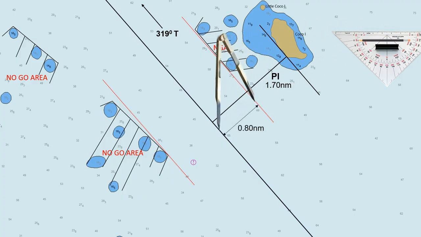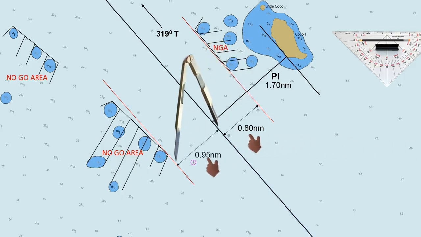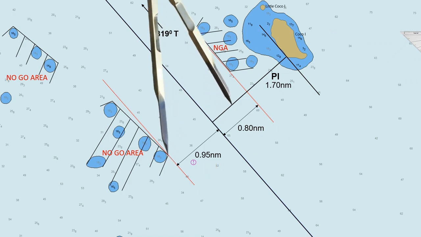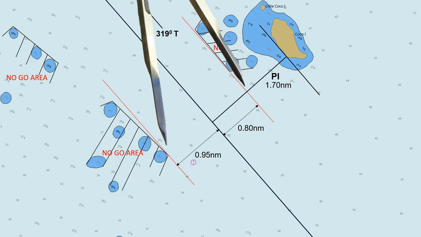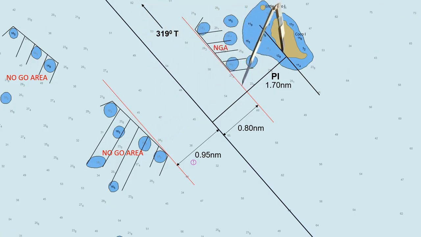In this chart, the room for safe water on the starboard side of the planned track is 0.80 nautical mile, and on the port side, 0.95 nautical mile. This is now the corridor for the navigable water as the ship passes along this area. To determine the not less than or NLT line, we need this parallel distance.